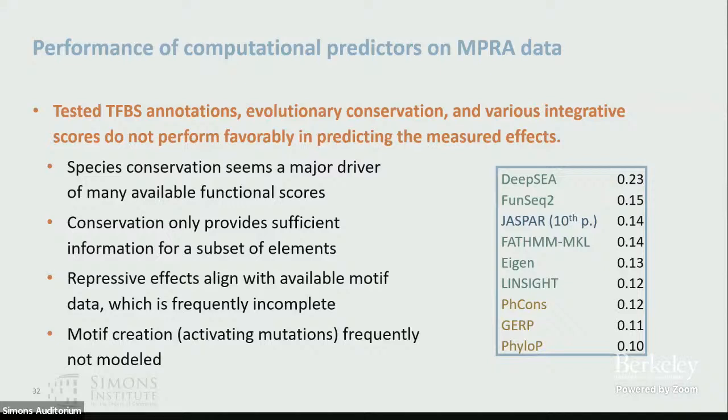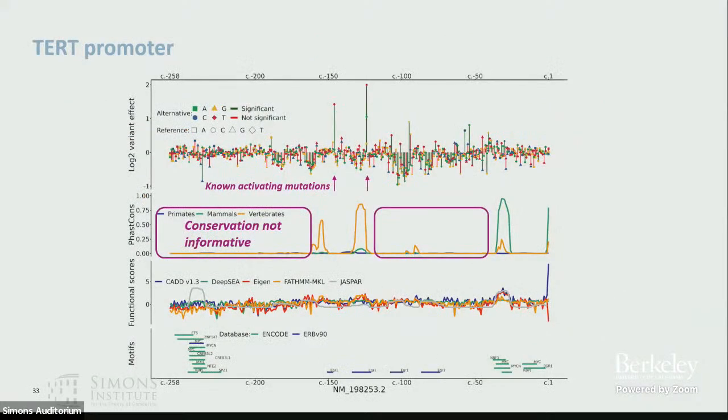And a lot of methods are good at inferring repressive effects from destroyed motifs, but on the other hand, they're not really good at seeing the creation of new motifs. So I'm just putting two very brief examples here. The one is where conservation is really not very informative.